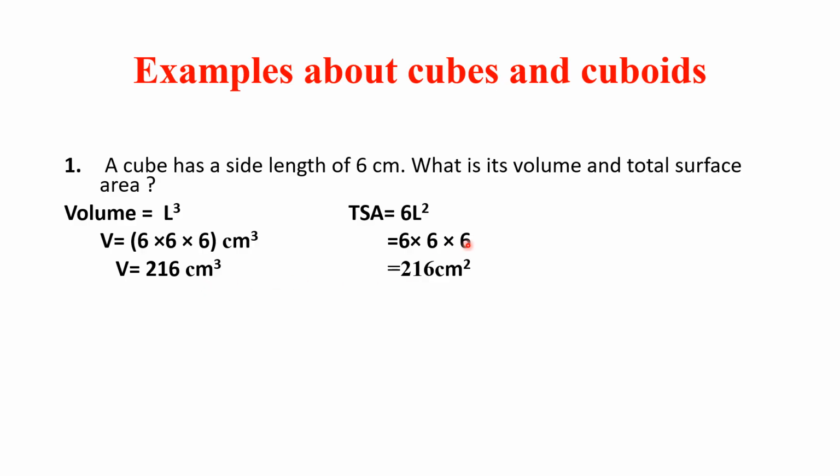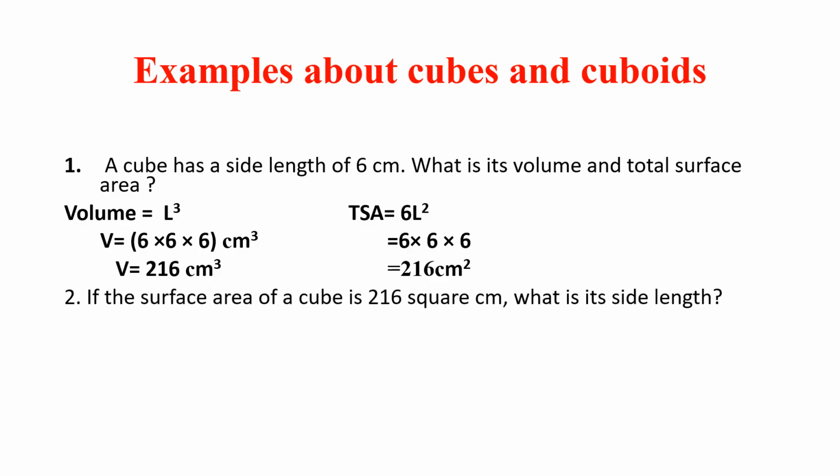So we shall again come here and we ask ourselves, what is total surface area? You have here the length. So we shall say 6 times L squared, 6 times 6, and I get 216 square centimeters. Then number 2 says that if the surface area of a cube is 216 square centimeters, what is its length? What is its side length?